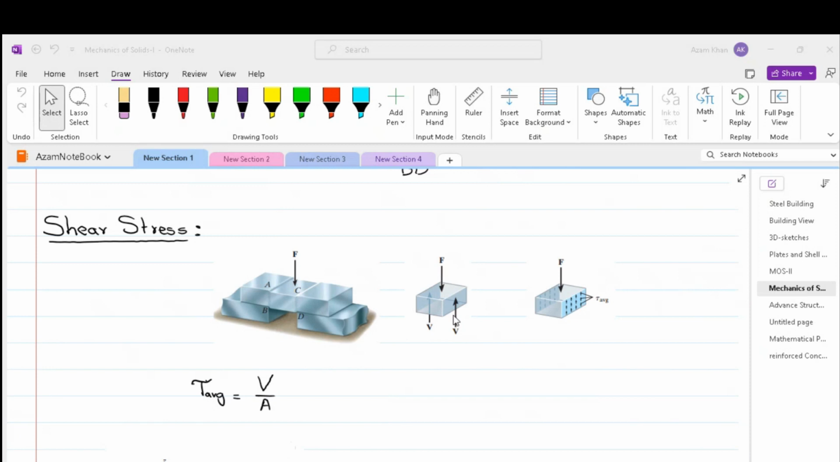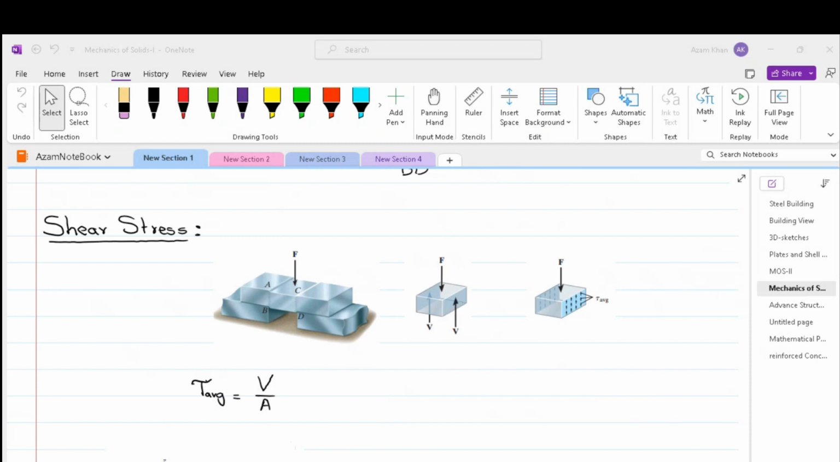Once again, please note that the force F is divided between these two sections. So V would be F by 2. So for a particular cross section, we would have F by 2 force applied. And A is the area of this cross section.